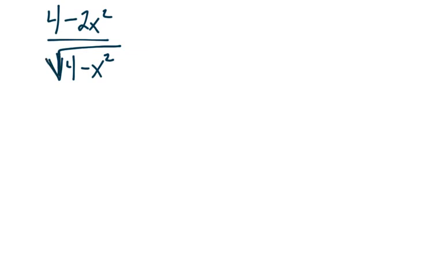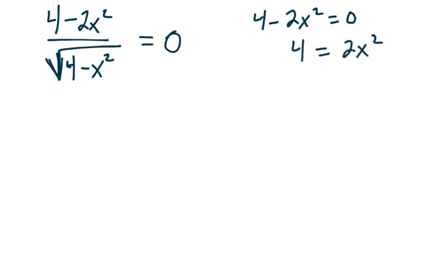Try to clean that up. Equal to 0. So this expression is going to equal 0 when the numerator equals 0. So when 4 minus 2x squared equals 0. Solving this for x, we get that 2x squared equals 4, so x squared equals 2. X equals plus or minus root 2. So plus or minus root 2 is indeed in our given interval.